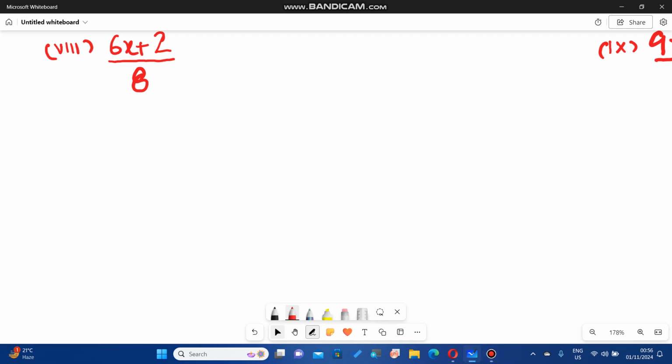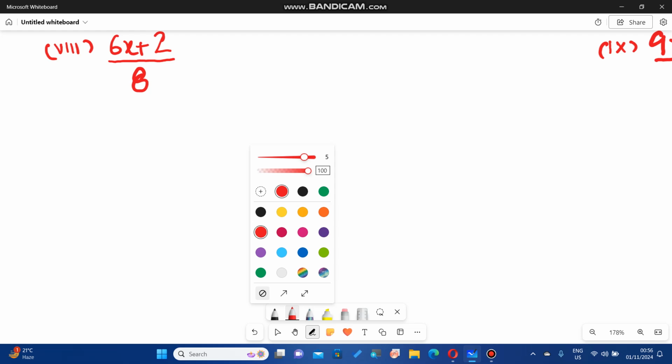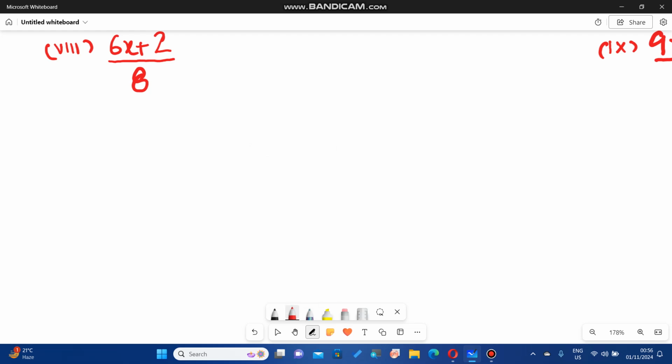We can get back to our topic. Here we have 6x plus 2 divided by 8, correct? 6x plus 2 divided by 8. Now as I told you before, can we cancel something in the numerator with something in the denominator here?